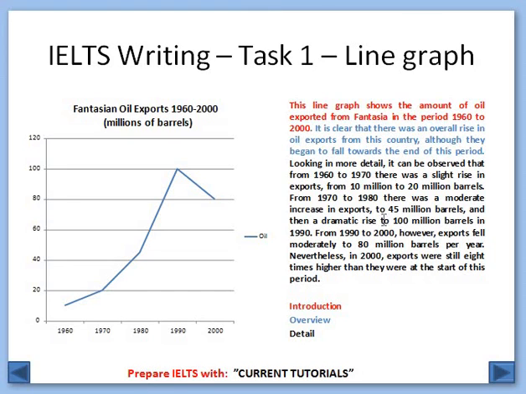Then a dramatic rise to 100 million barrels in 1990. So we use three keywords over here. One is a slight rise. The next one is a moderate increase. The other one is a dramatic rise.